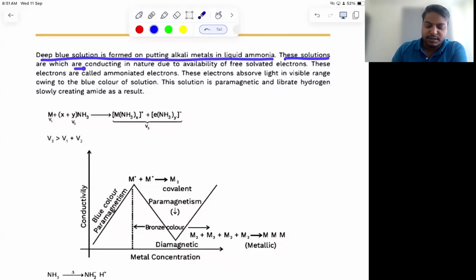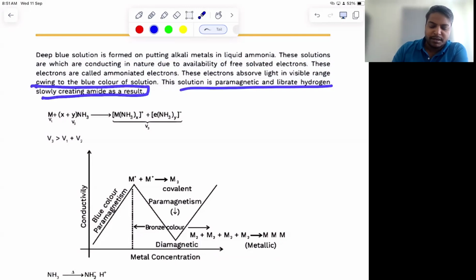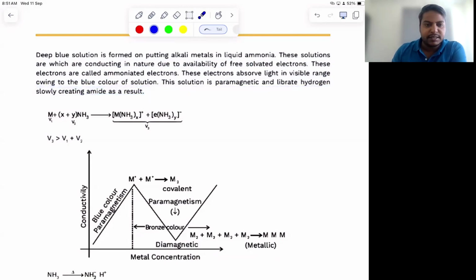These solutions are conducting in nature due to the availability of free solvated electrons. The electrons are called ammoniated electrons. These absorb light in the visible range, owing to the blue color of the solution. This solution is paramagnetic and liberates hydrogen slowly, creating amide as a result.